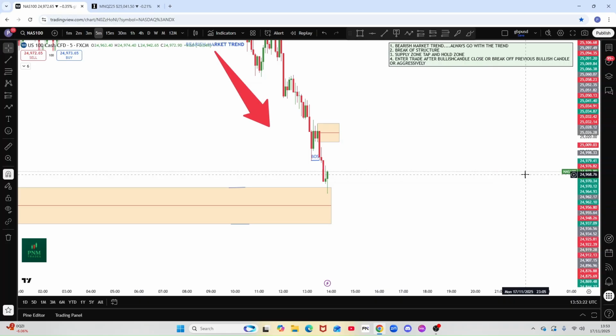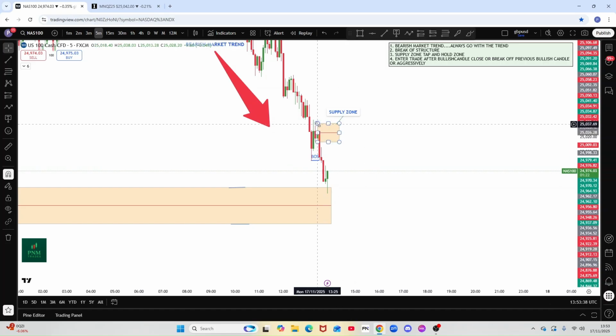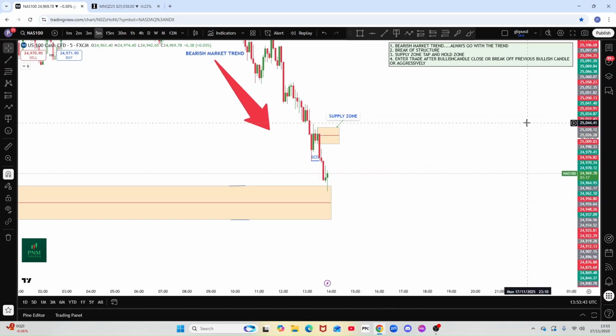So the buyers are coming in. Still interested in this zone, this supply zone. I just want to see how price will react from it. But yeah, it's a valid supply zone. See how price behaves.